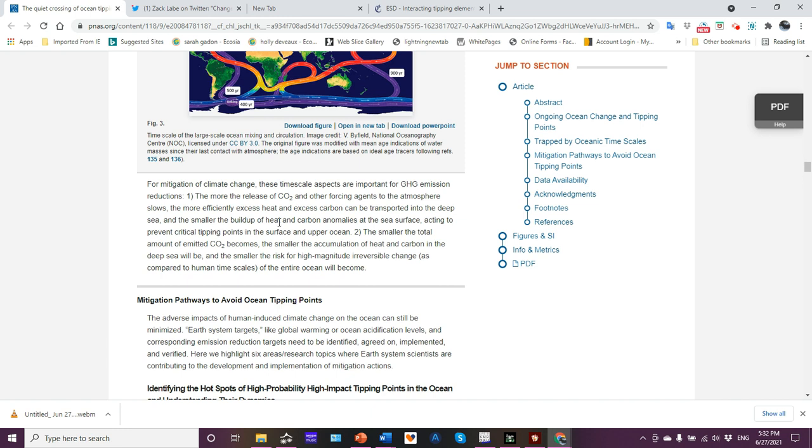The smaller the buildup of heat and carbon anomalies at the sea surface, acting to prevent critical tipping points in the surface of the upper ocean. So in other words, if you can pull carbon off the surface, it helps the surface deal with it. The smaller the total amount of emitted CO2 becomes, the smaller the accumulation of heat and carbon in the deep sea will be, the smaller the risk for high magnitude irreversible change.